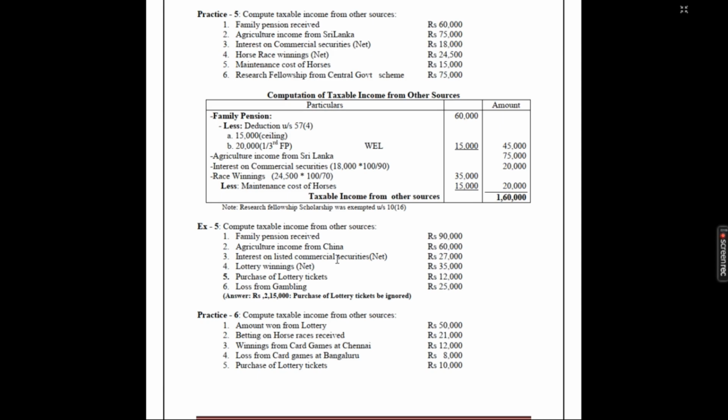Last one is research fellow from central government scheme. Any central government approved scholarships were fully allowed as deduction. It was not taxable. So central government scheme 75,000. Note, research fellowship scholarship was fully exempt under section 10(16). So balance only taxable. In the same pattern, the listeners can practice exercise 5.